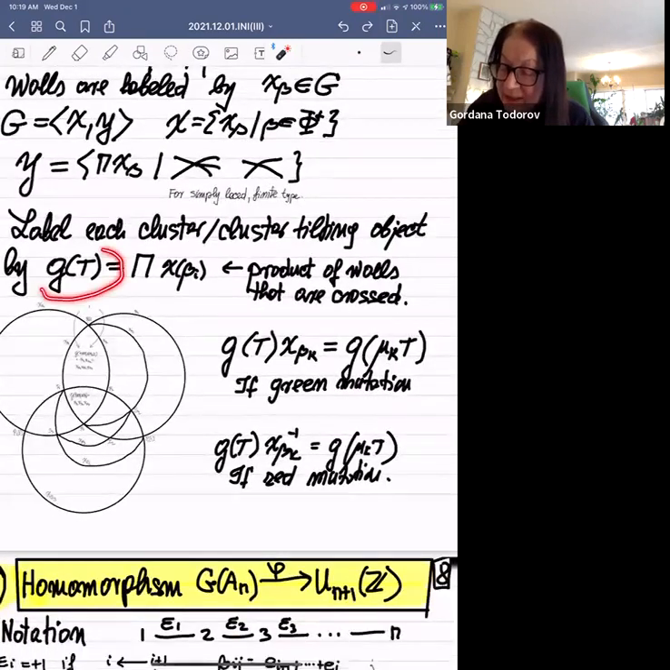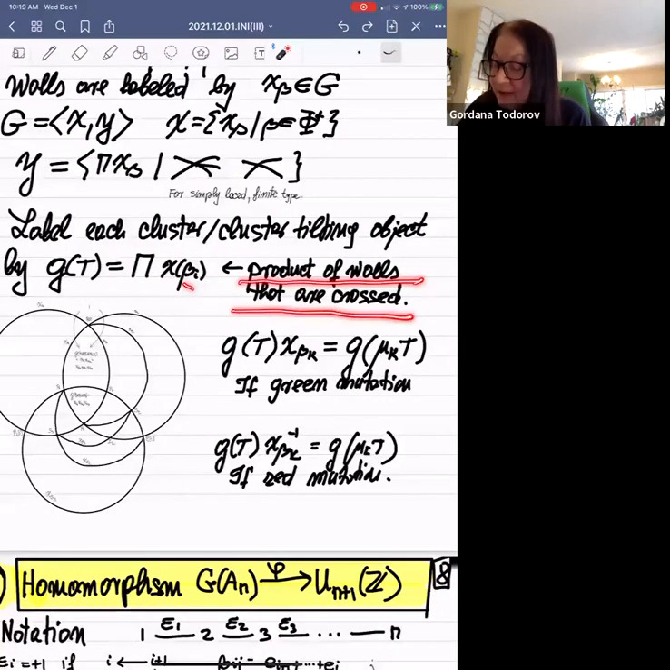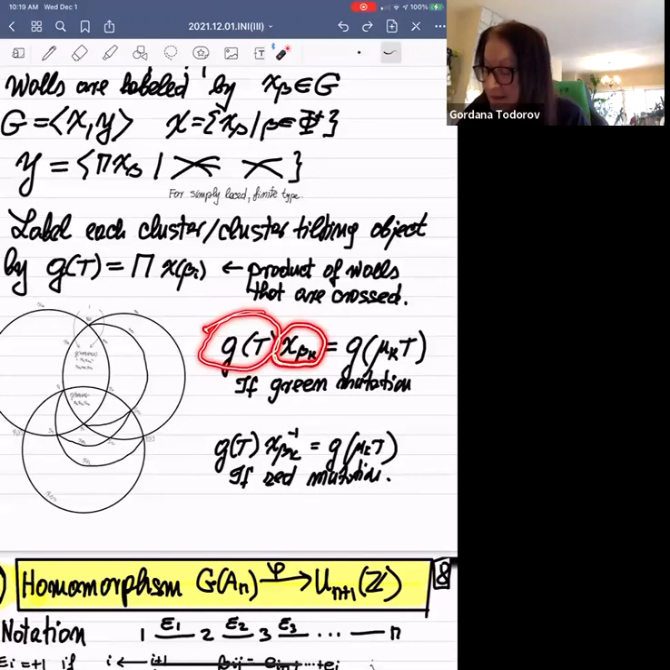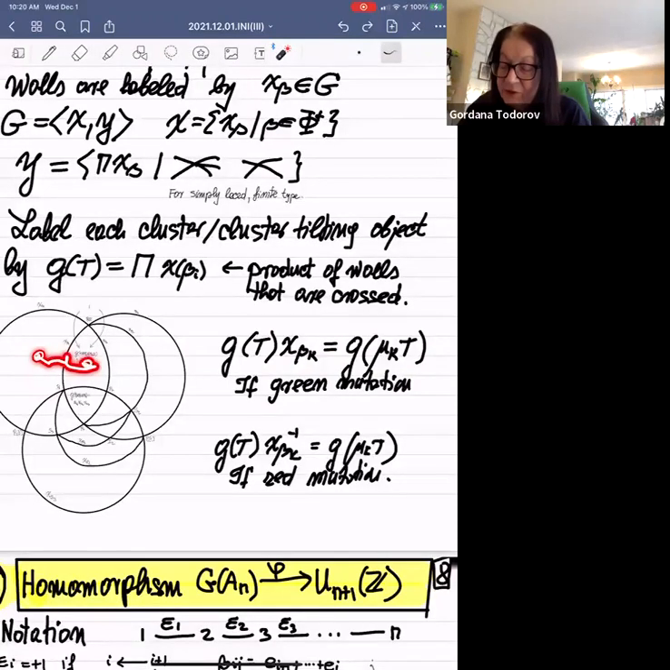So each g-vector is labeled by the product of x-betas, where the betas are the walls that are crossed, or the c-vectors that are crossed. And we also have that the G of the cluster times the x of beta k. If we do green mutation at beta k, then we take the G of the cluster and multiply by x of beta k, and we get the G of the mutated cluster. It's just the way it is defined here.